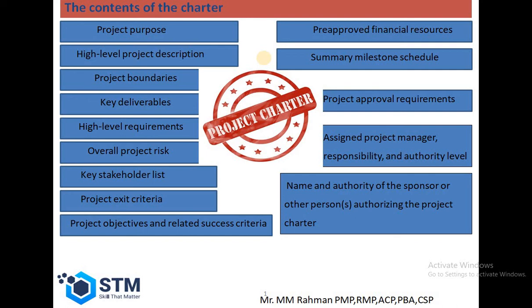Assign the project manager's responsibility and authority level. The authority of the project manager with regard to staffing, budget management, technical decisions, and conflict resolution. The name and authority of the sponsor or other person who is authorizing the project charter. The name, position, and authority level of the person who oversees the project. Some common authorities include the ability to approve the project charter, determine the acceptable variance limit, resolve inter-project conflicts, and campaign for the project with senior management.